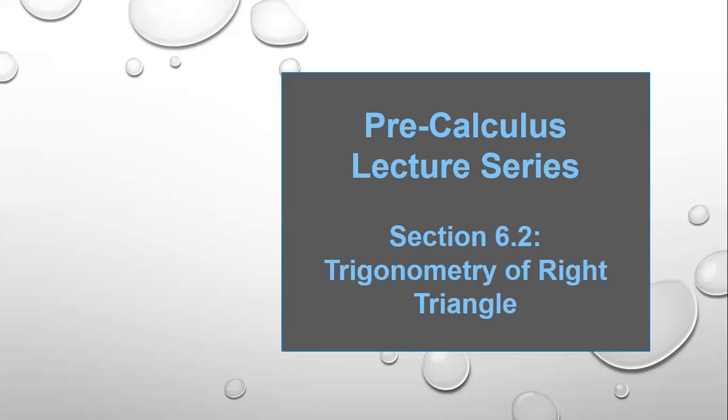We are in chapter 6, and we are going to talk about trigonometry over the right triangle. In section 6.1, we defined angle measurements, radians versus degrees, and how a radian is defined. In section 6.2, we're going to specifically talk about the trig functions over right triangles.